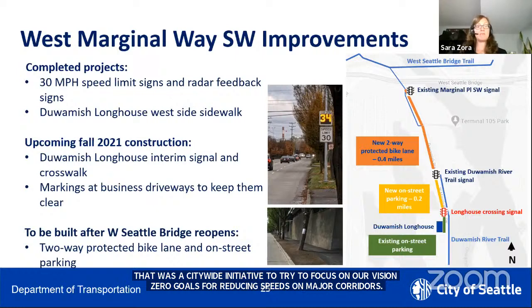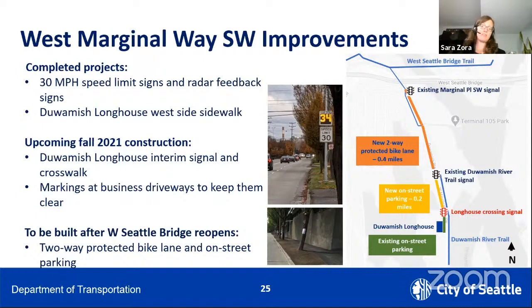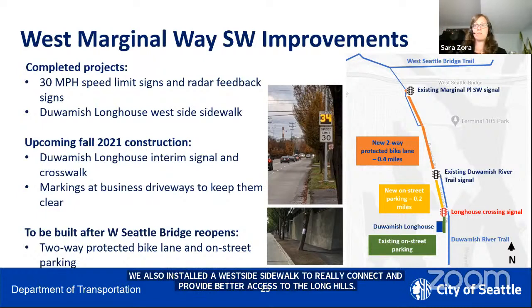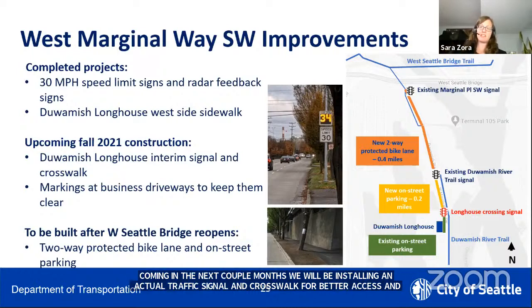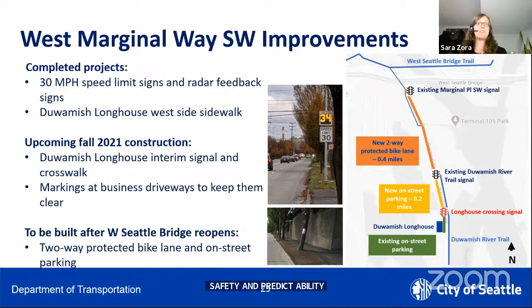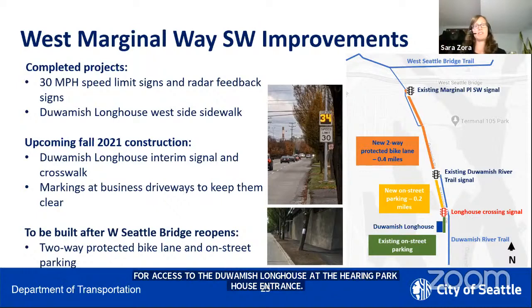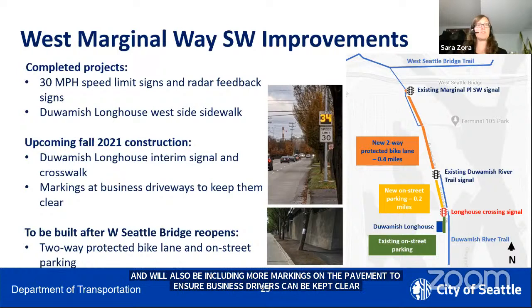Upcoming here in the next couple months, we'll be installing an actual traffic signal and crosswalk for better access and safety and predictability for access to the Duwamish Longhouse at the Herring's House Park entrance. And we'll also be including more markings on the pavement to ensure that business driveways can be kept clear and accessible, as West Marginal Way has seen some larger volumes of traffic.